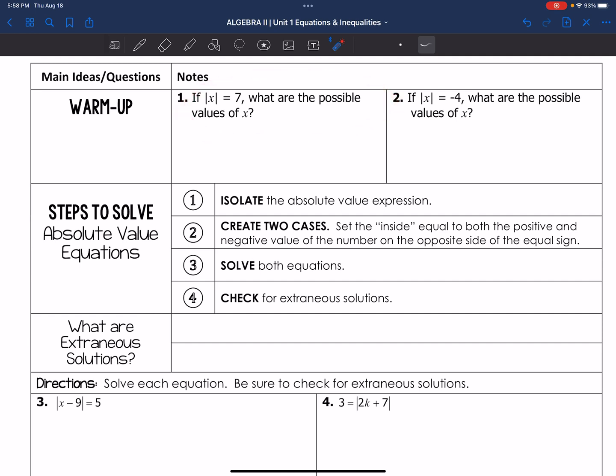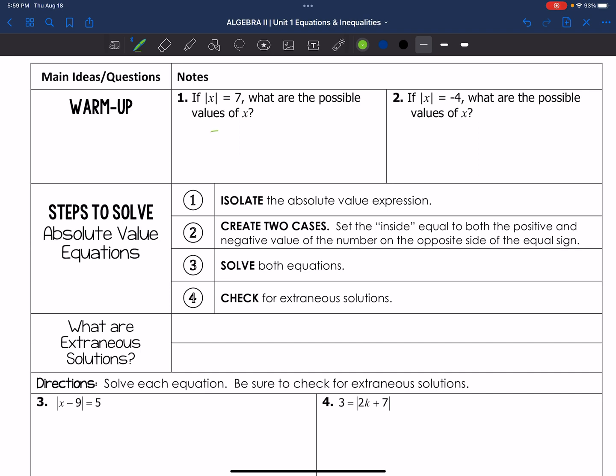It says if the absolute value of x equals 7, what are the possible values of x? What are the possible values of x that when you take the absolute value of them are 7? Well, ladies and gentlemen, we're asking ourselves when we're talking about the absolute value of some number, what value has a distance from 0 of 7? What number has a distance from 0 of 7?